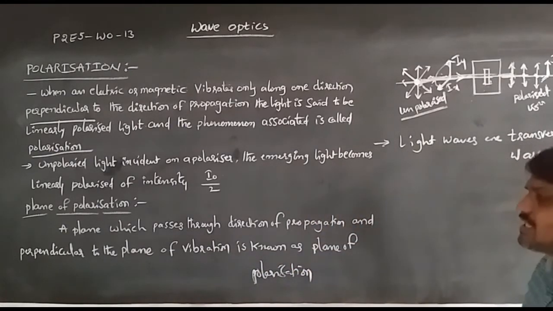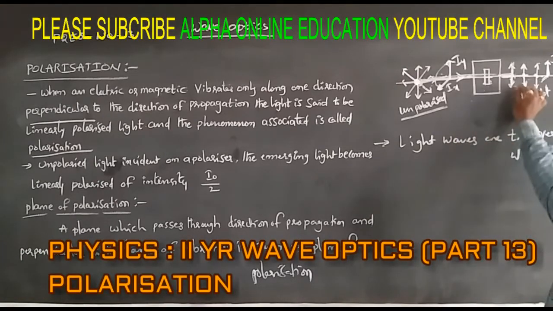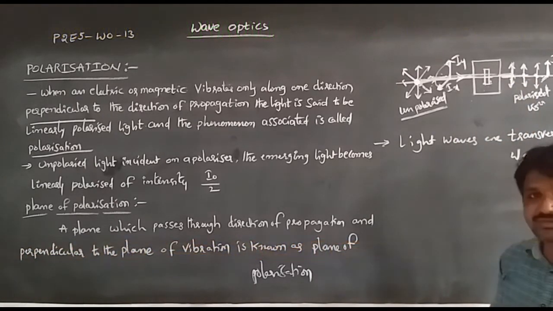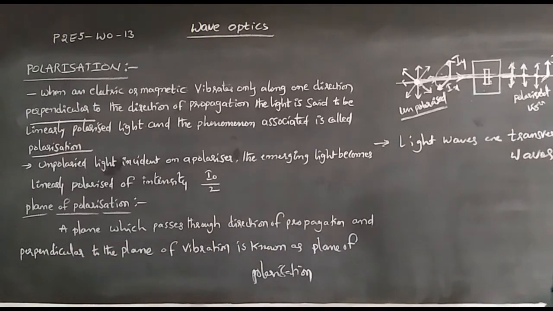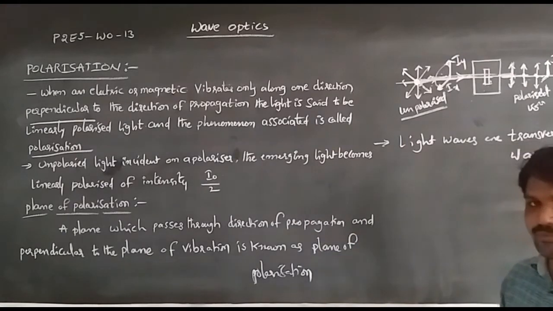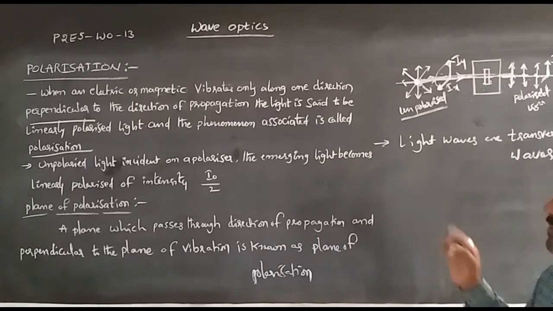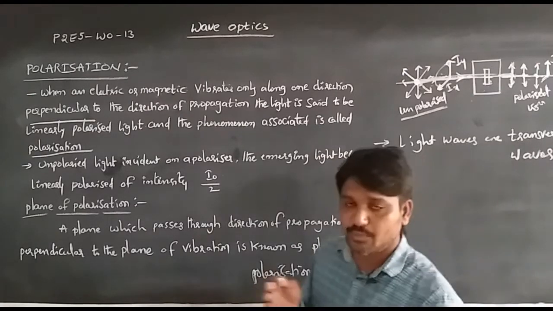When the light passes through a plane, polarizing in that plane, that plane is called the plane of polarization. Whenever the waves are vibrating, that vibrating plane is called the plane of vibration. Nowadays we are widely using the plane of polarization instead of the plane of vibration. Both are the same. So this is the definition of polarization.